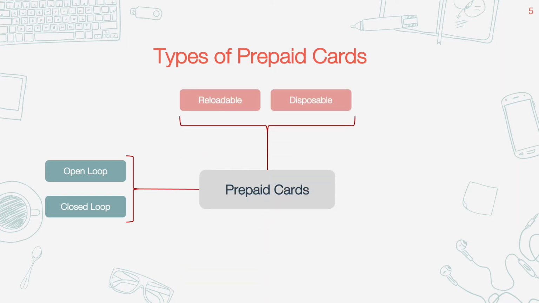The next important feature is if a prepaid card is disposable or reloadable. Disposable is where the card can be funded only once. Subsequently, the card cannot be loaded again with funds. Whereas reloadable cards is where the funds can be loaded again when the balance reduces.